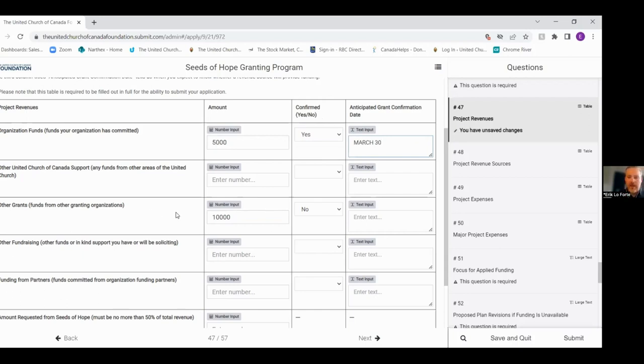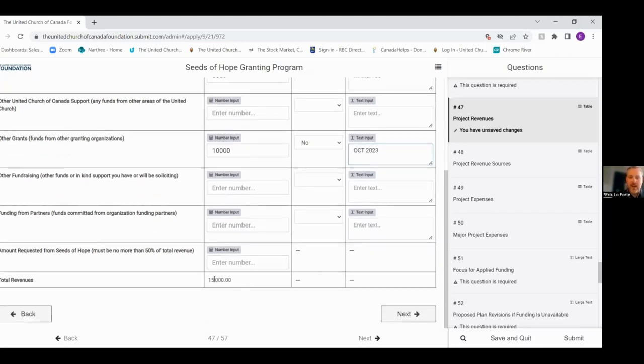Where in my granting other grants category, we can say, you know what, we have two grants out there for $5,000 each. No, they aren't. We don't know if we're going to get them yet, because we're going to find out in October of 2023. So that's all that's asking. Again, it will tally everything up at the bottom.